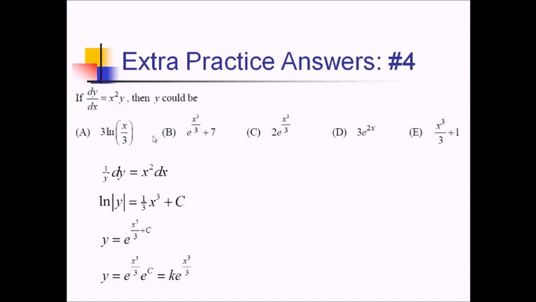So not A, not B, again, because we have this plus 7 over here, so that seems to rule that one out. C looks like a pretty good candidate if this k value is 2. And then D doesn't have the right exponent. E doesn't even have really an exponential function. So C is our best answer here.